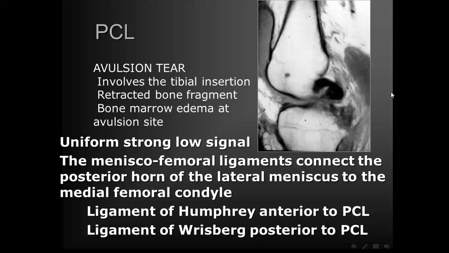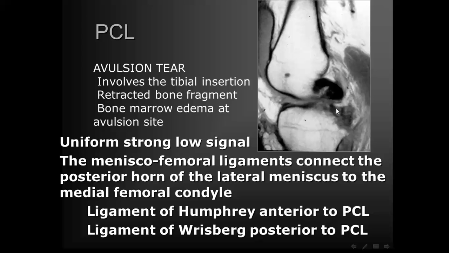and the meniscofemoral ligament connects the posterior horn of the lateral meniscus to the medial femoral condyle. The meniscofemoral ligaments are supporting: ligament of Humphry anterior to the PCL, ligament of Wrisberg posterior to the PCL. But if there is bone lesion, bone fracture, avulsion, it will involve the tibial insertion.